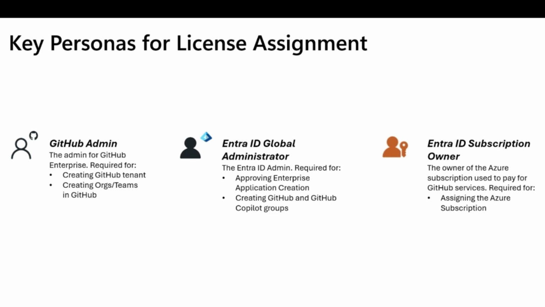And finally, once you are looking to leverage GitHub or GitHub Copilot or any of the capabilities, you will need an Entra ID subscription owner. If you recall, GitHub can be paid through Azure subscription, through metered billing, and for you to assign an Azure subscription to be billed for your GitHub services, that enterprise subscription owner needs to be involved in this process and either provide approval or do the connection to the subscription themselves.